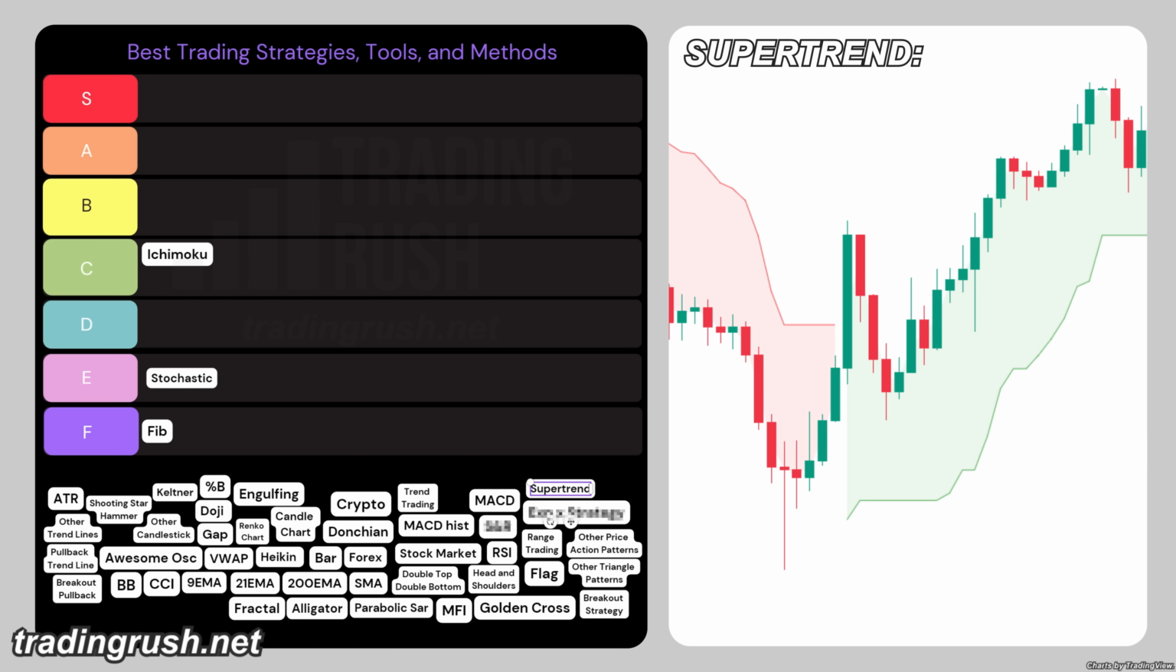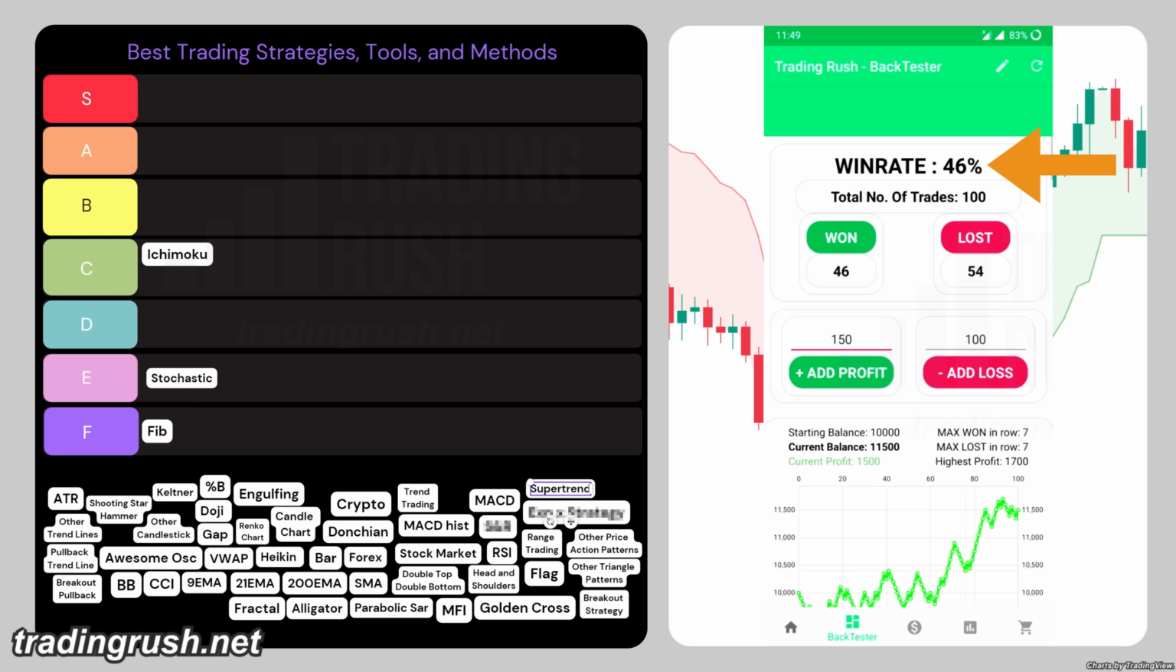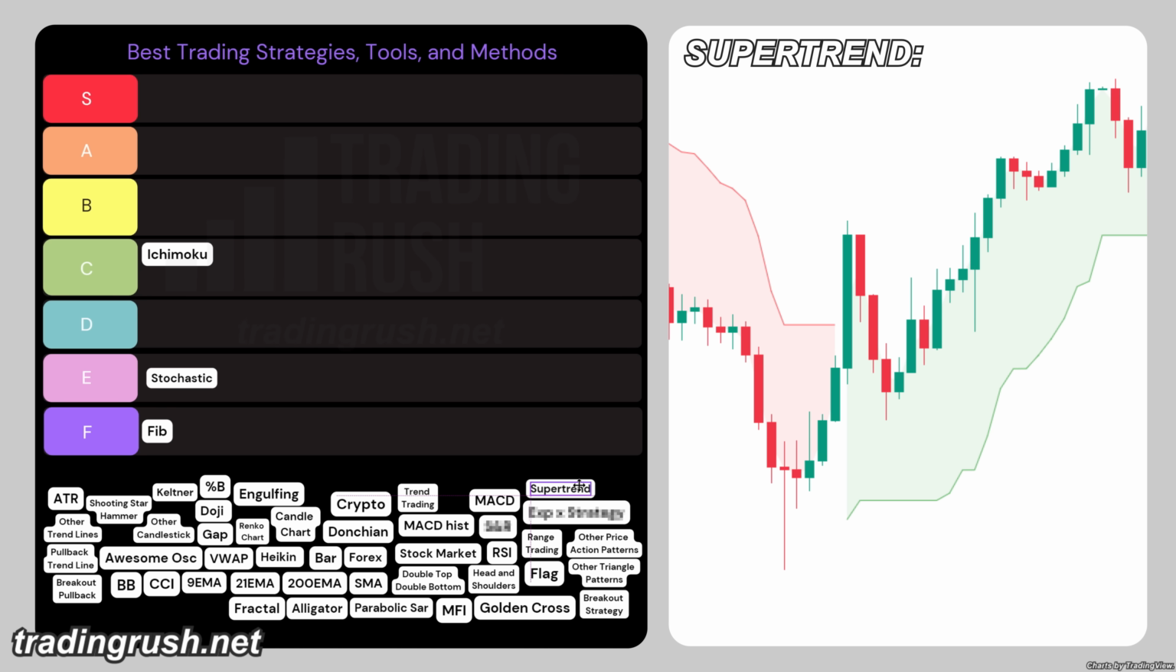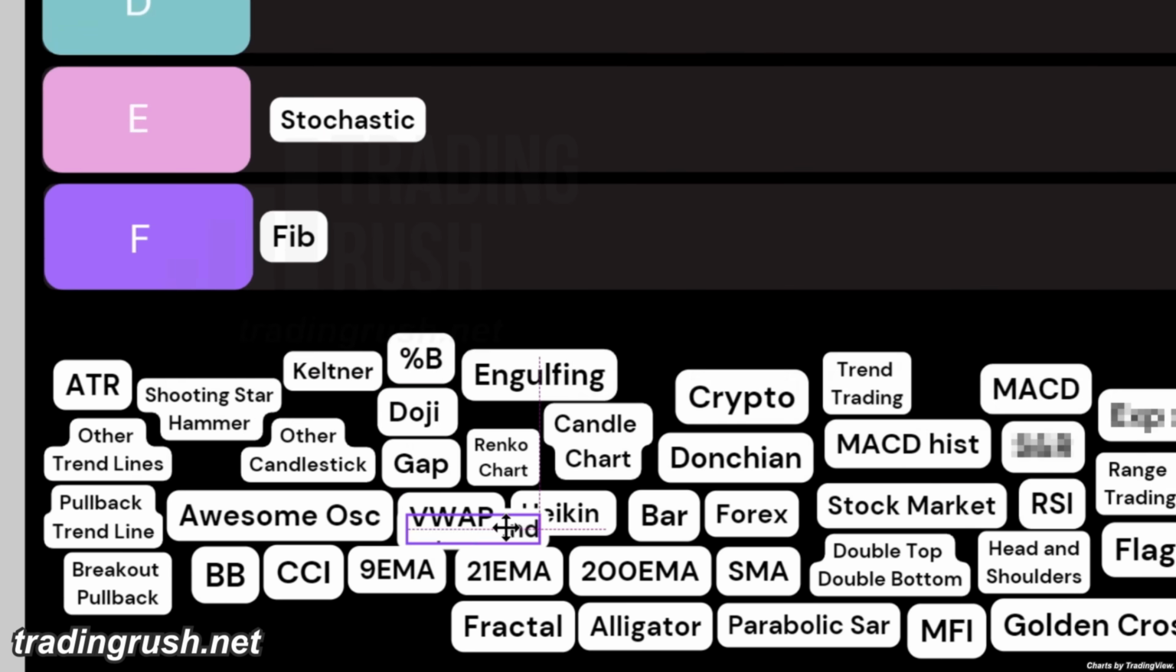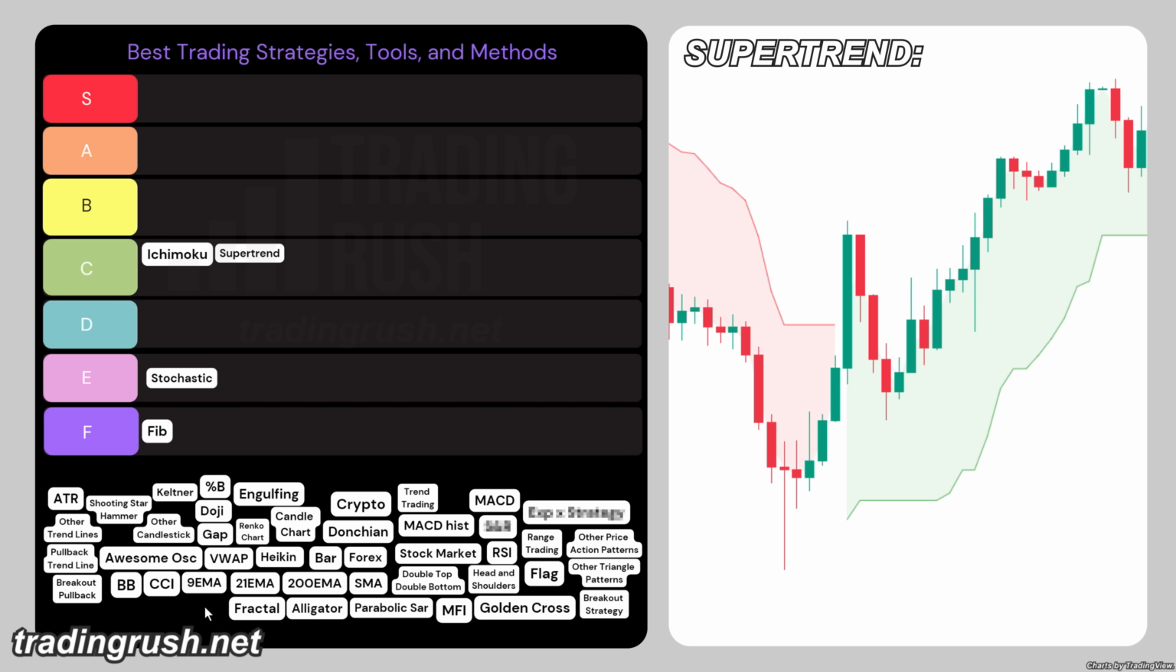The next one is Supertrend. This is one of the best indicators I have seen. It shows where the market is trending in one of the clearest ways possible. Its strategy of taking trades when it switches the trend also had a profitable win rate in my testing. Overall, it's a very good indicator, especially for day trading. I would put it in the C category with Ichimoku Cloud.